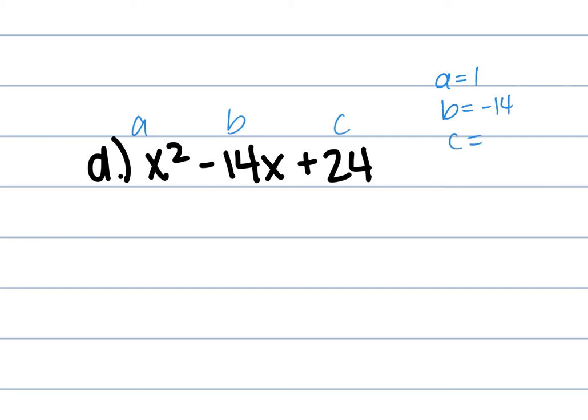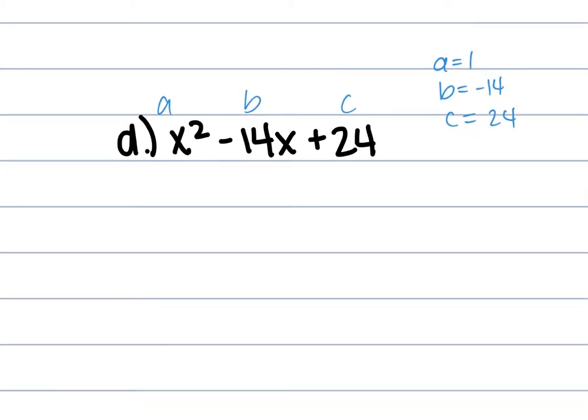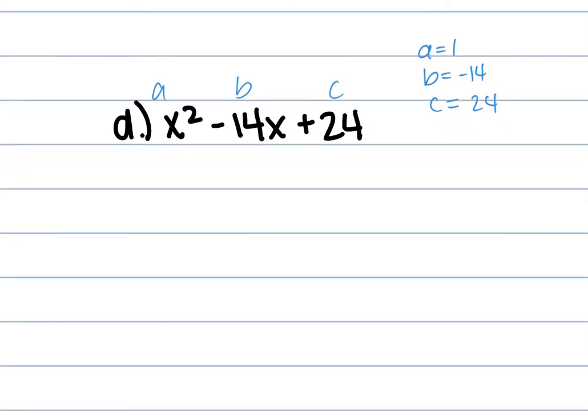-14. And C equals? 24. We're on D, guys. Letter D, okay? What do I do next? Blank plus blank equals -14. Blank times blank equals 24.